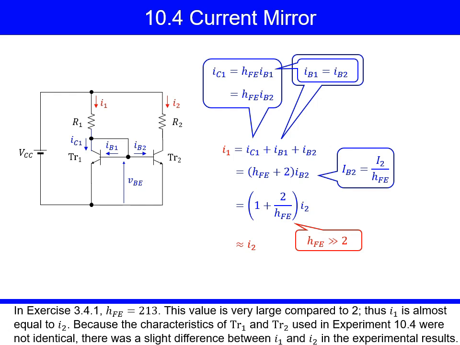Because the characteristics of TR1 and TR2, used in experiment 10.4, were not identical, there was a slight difference between I1 and I2 in the experimental results.